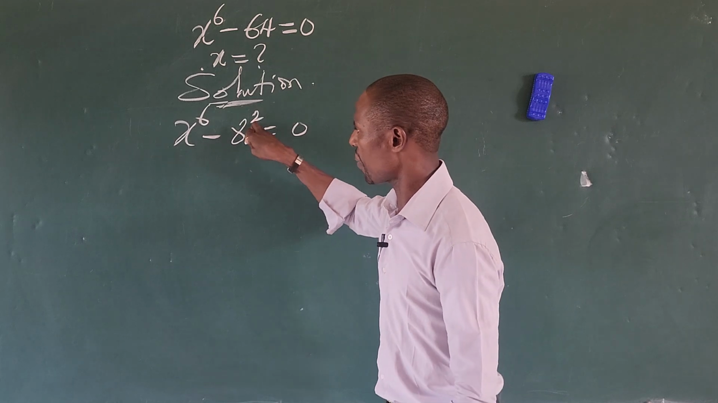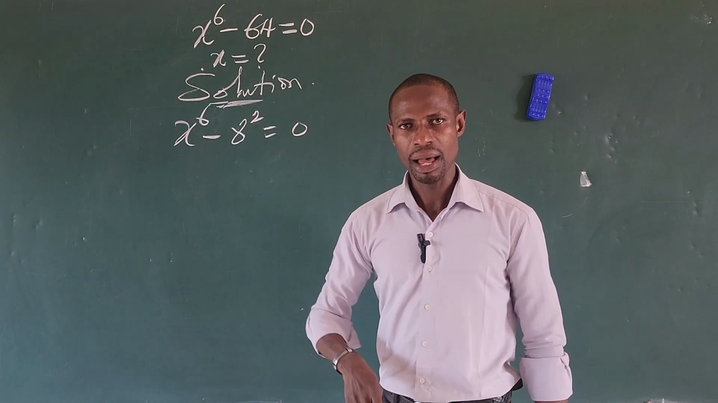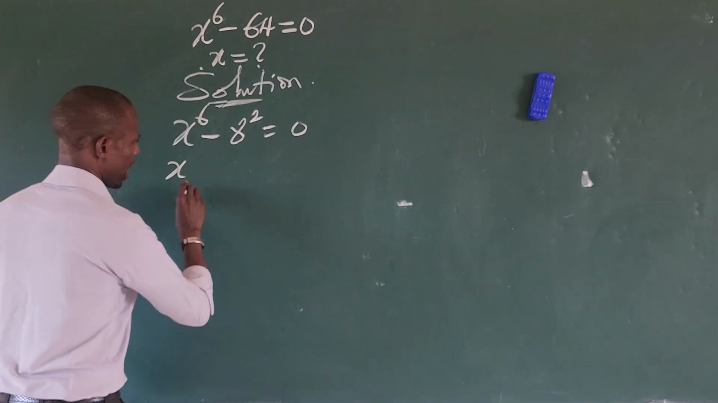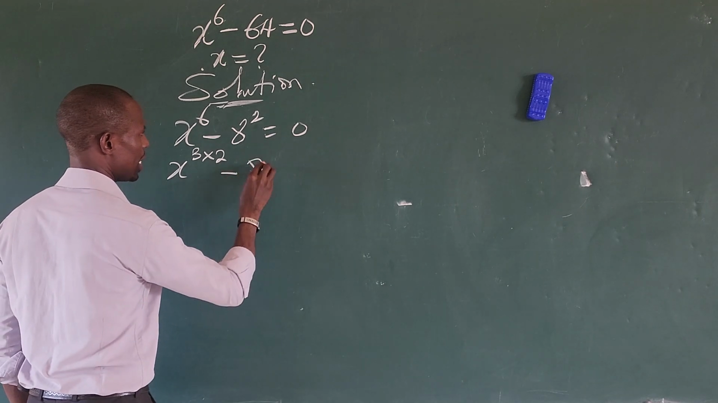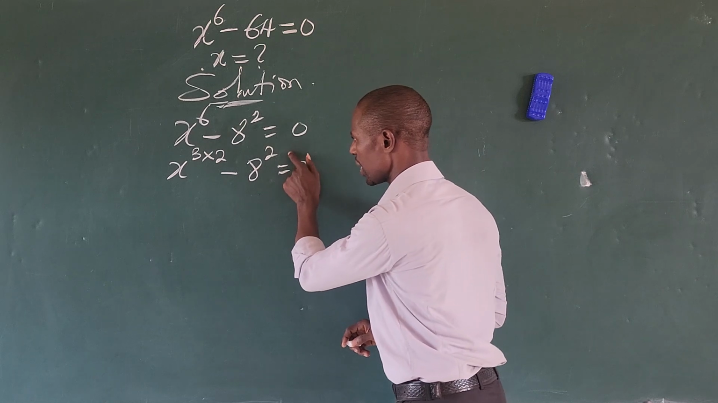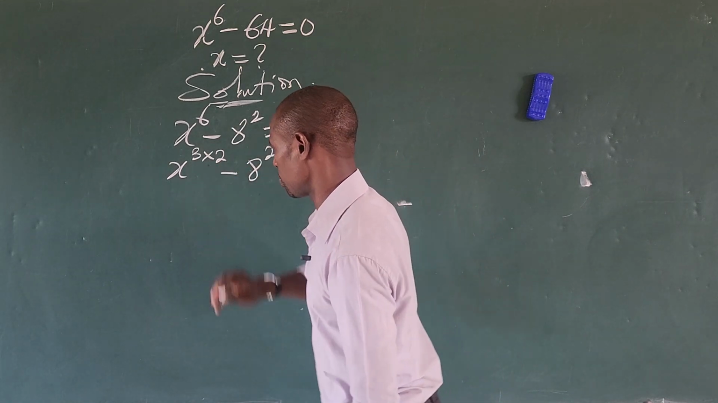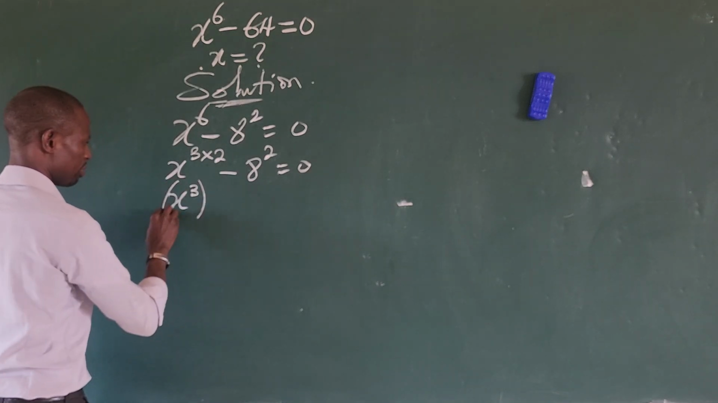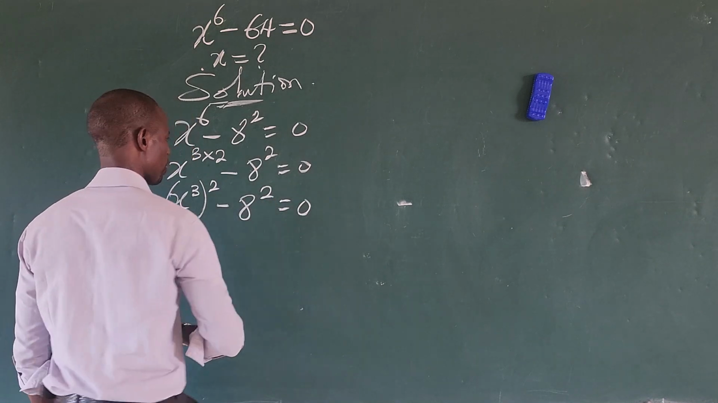Now, because we are having the power of 2 here, and here we are having 6. 6 can be expressed as 3 times 2. So let's rewrite this. So this is going to have x to the power of 3 times 2, then minus 8 all to the power of 2 equal to 0. So as long as we are having 2 here and 2 here, we want to rewrite this expression. So we're going to have this to be x to the power of 3, in bracket, to the power of 2 minus 8 to the power of 2 equal to 0.